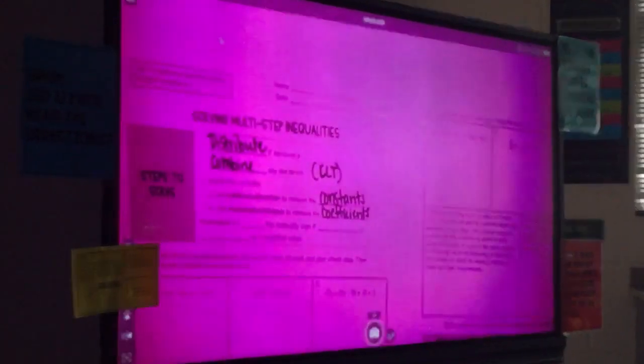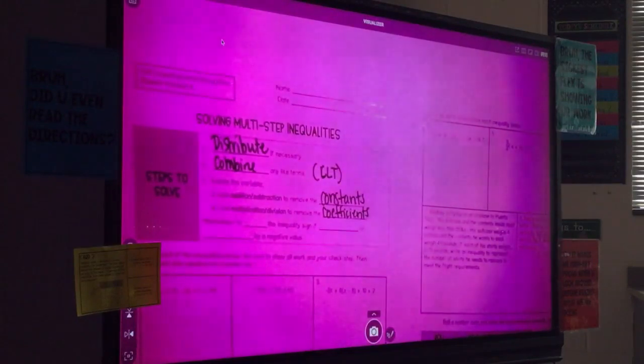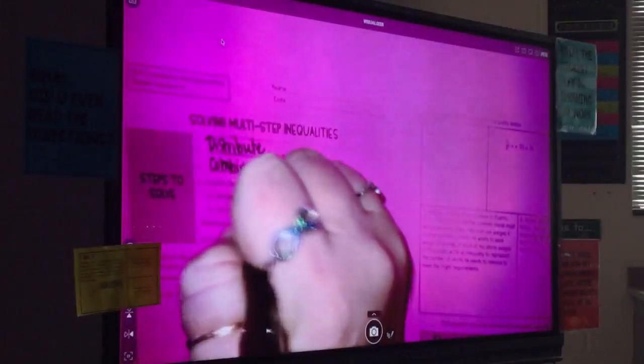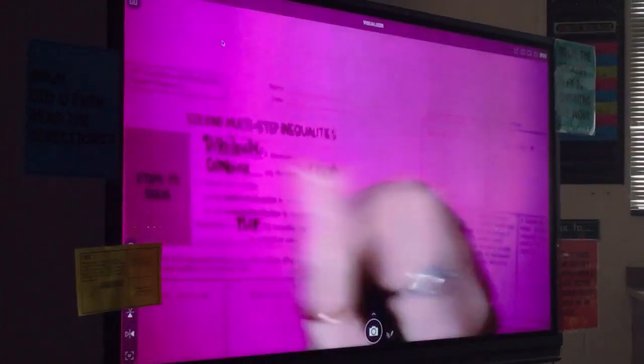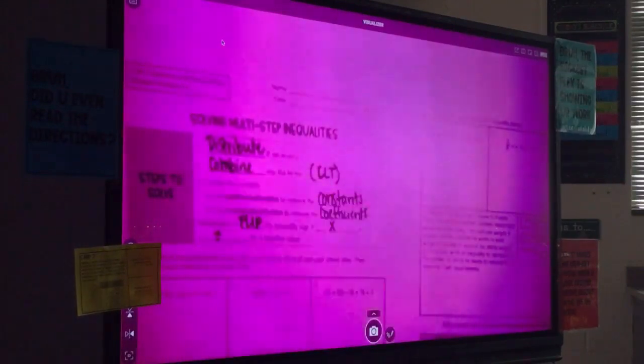All right, and then what do we always have to remember to do if the inequality is being multiplied or divided by a negative? What do we have to do with it? Switch the sign. All right, so we got to flip it. Flip it, yeah, if multiplying or dividing by a negative.